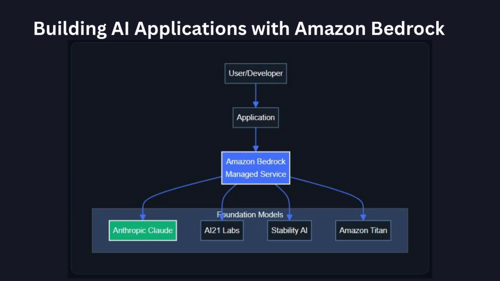Amazon Bedrock enables developers to build generative AI systems without managing model infrastructure. Developers can call models like Anthropic Claude using simple API requests. The service automatically handles scaling and integrates with AWS security and monitoring tools.